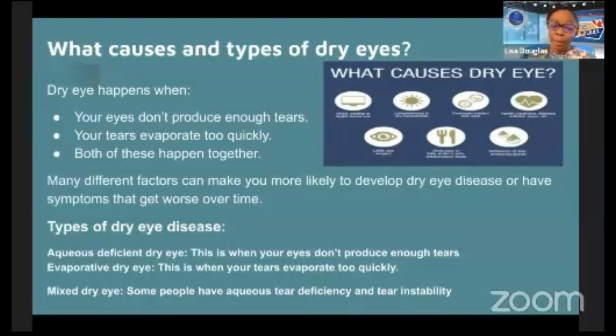You have one called aqueous deficient dry eye. This is when your eyes don't produce enough tears. You have evaporative dry eye. This is when your tears evaporate too quickly. And then you have what's called mixed dry eye, where some people have aqueous tear deficiency and tear instability.